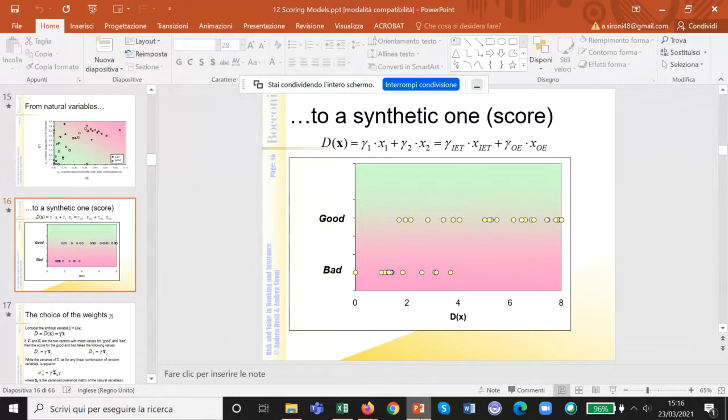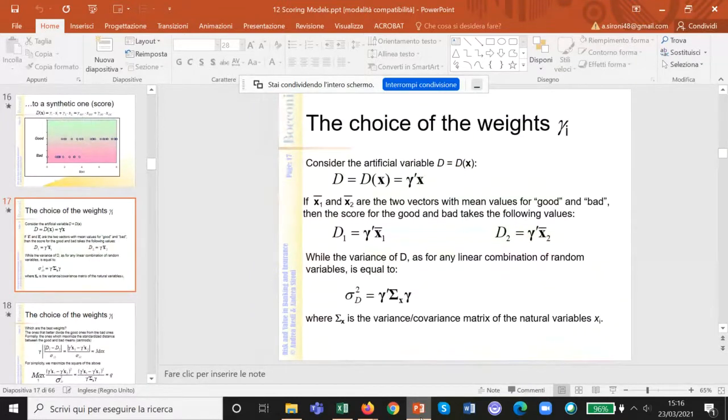And the problem we have is to decide what is the weight that we want to give to the two variables, gamma 1 and gamma 2, okay? So here is the problem that we have to deal with, okay? How do we compute those weights, the two gammas, okay? Or if you want, the vector of gammas.